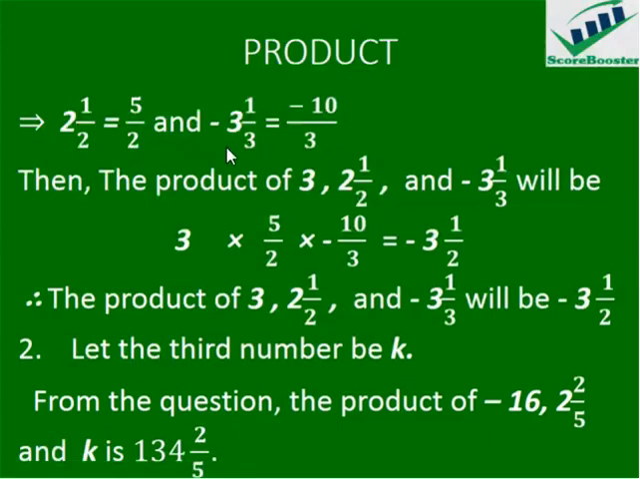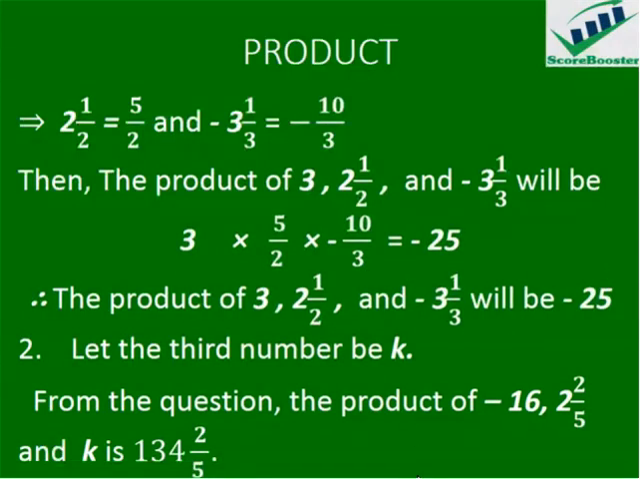The next thing you do is now solve your question. The question will now change to find the product of 3, 2.5 and minus 3 whole number 1/3. It will now be 3 multiplied by, when you convert 2.5 to improper fraction, 5/2, multiplied by, when you change minus 3 whole number 1/3 into improper fraction, we have minus 10/3.